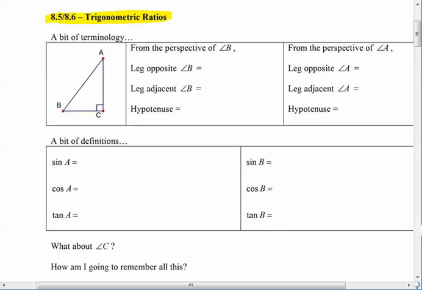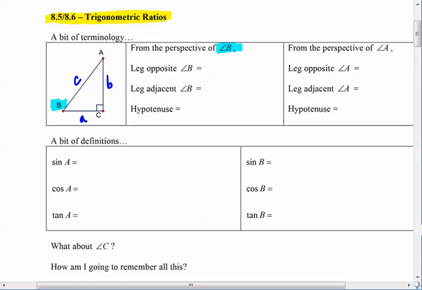Okay, I've got triangle ABC here. Across from vertex capital letter C, I'm going to have a lowercase c. Across from vertex A, I'll have lowercase a for side A, and across from vertex B, I'll have a lowercase b for side B. Let's look at angle B. I'll highlight it in blue.